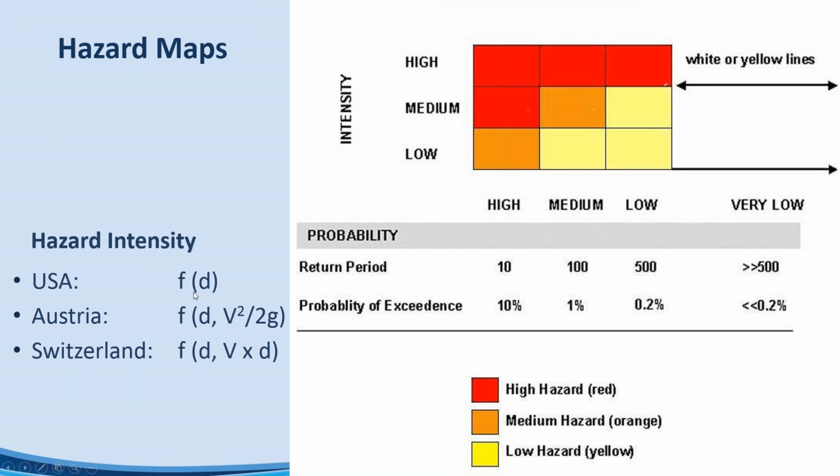The hazard intensity, you do have a choice. You can do it by depth, or depth and v squared over 2g, or the one that we typically use is a combination of depth and velocity times the depth. So in the USA, the typical hazard intensity is given typically only as depth. In other countries, it's given by depth or velocity squared over 2g. We're using in the hazard maps the depth and the velocity times depth, whichever is the worst case.